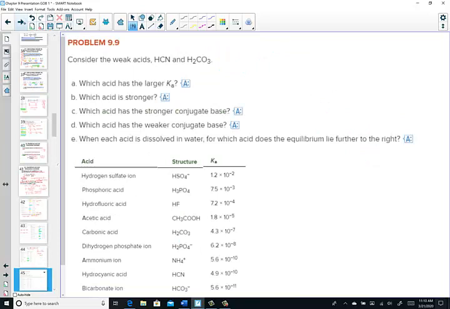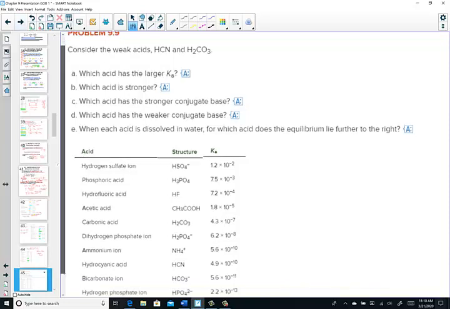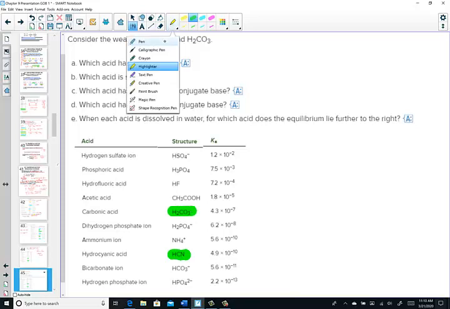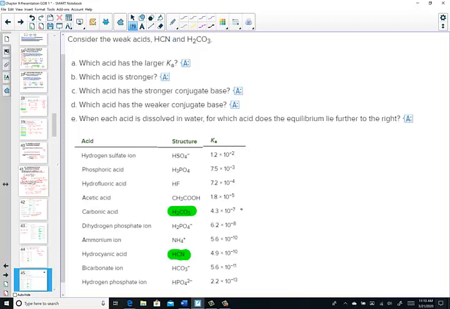Let's consider the weak acids HCN versus H2CO3. Let's find them just to bring them out. HCN versus H2CO3. All right, so there's our acids on the chart. Which acid has a larger Ka value? Well, I can see that right here. H2CO3 has a larger Ka value. It's assigned 4.3 times 10 to the negative 7, which is a bigger number than a magnitude of 10 to the negative 10th power. That tells me the larger Ka is the stronger acid.